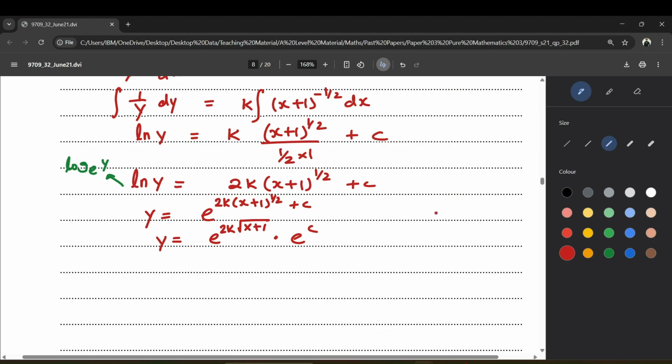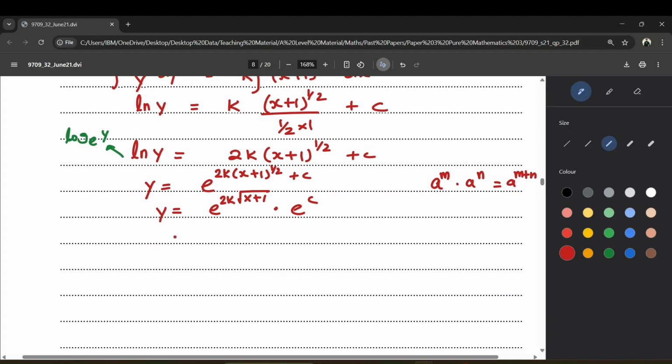Because from the laws of indices, we know that a to the power m times a to the power n means a to the power m plus n. This was in the form a to the power m plus n, and I've split it and written it in this form. This is something that you have studied back in O-level maths or IGCSE maths, the rules of indices. Now e to the power c is a constant, a new constant, which I'm going to represent with a. Then I have y equals a times e to the power 2k root x plus 1.